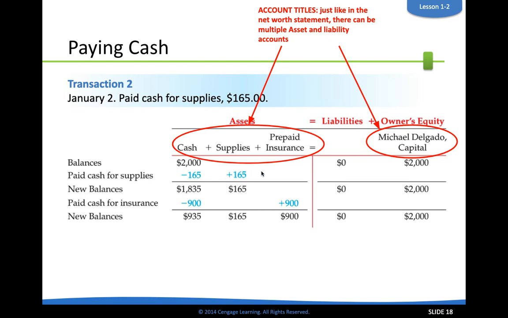So this is an example of a transaction that's happening only on the left-hand side. Negative $165 from cash. So cash goes down by $165. Supplies goes up by $165. And if we look at those balances, now Delgado Web Services has a cash balance of $1,835, but also supplies worth $165 as well. If you add those two together, it will equal $2,000. We are in balance still after this transaction.